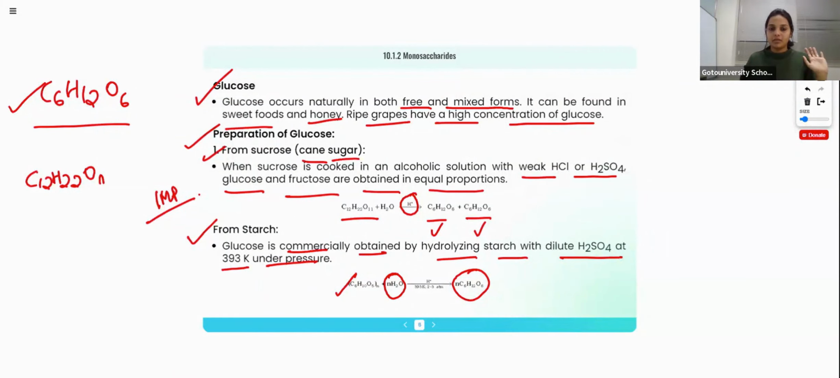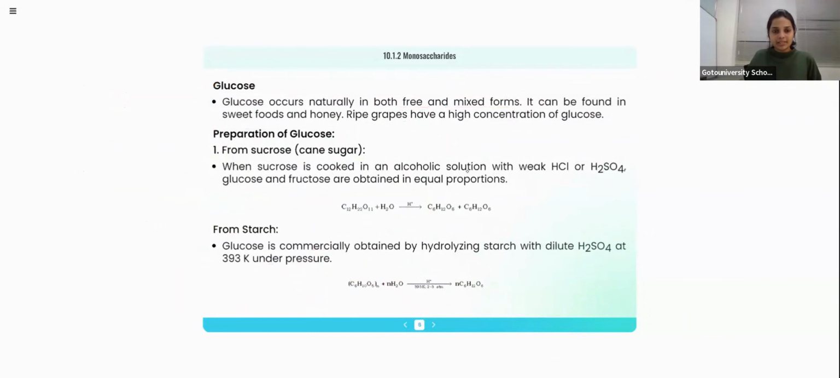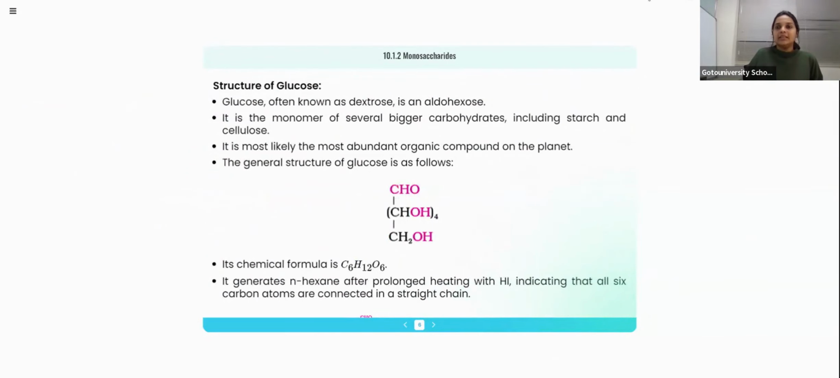Whatever the number of molecules here, you will get the same number of glucose. But from sucrose, you are getting a mixture of glucose and fructose, and from starch, you are getting only glucose. Got it? Yes.